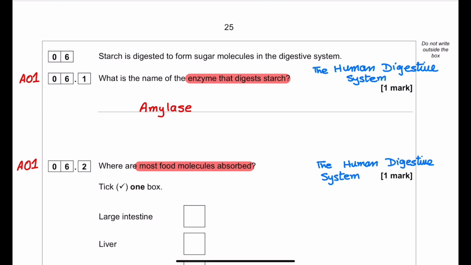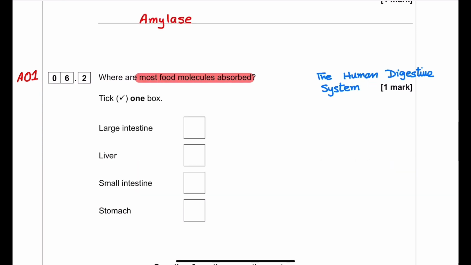The student needs to write the correct spelling of this enzyme because it is a keyword. 6.2 is an AO1 question, and this question is from the human digestive system. The question is, where are most food molecules absorbed? Tick one box. Four options are given. Most of the food is absorbed in the small intestine.